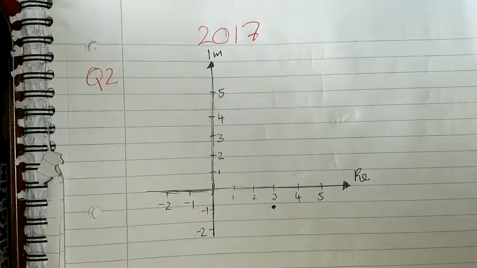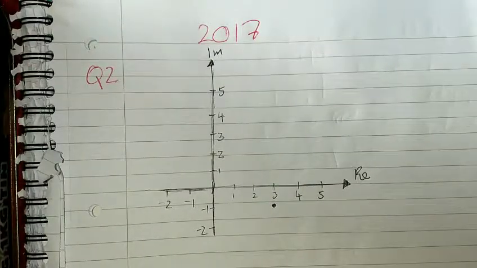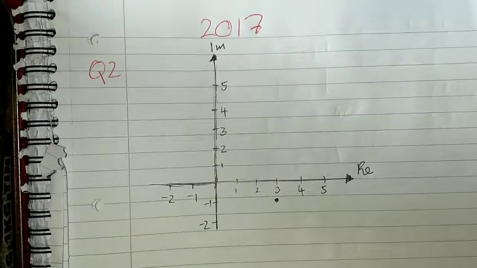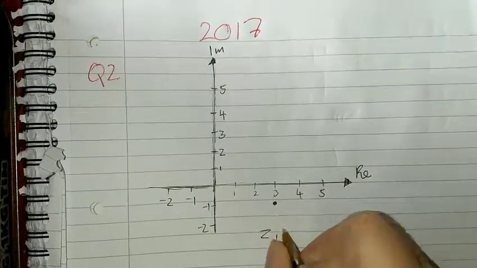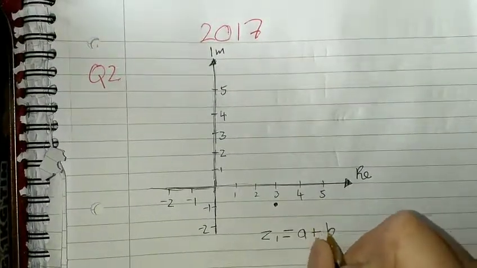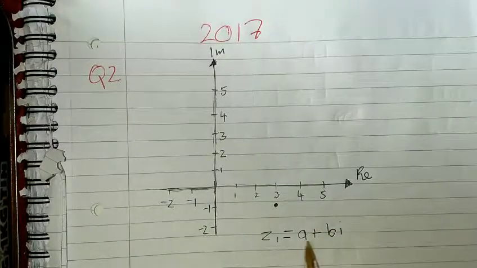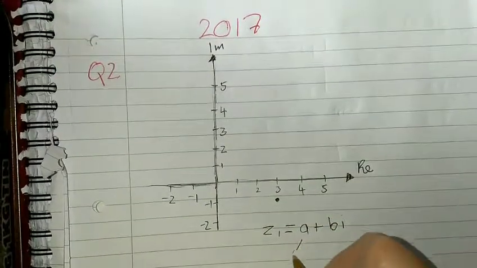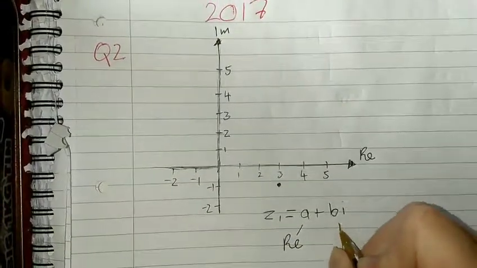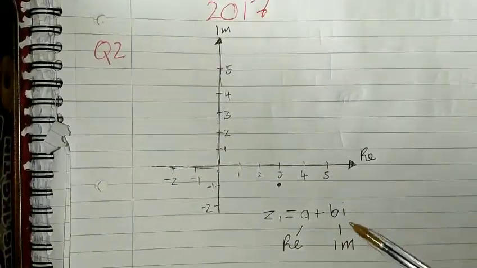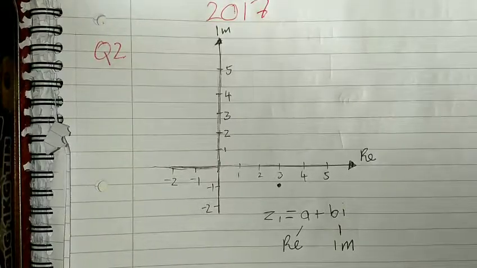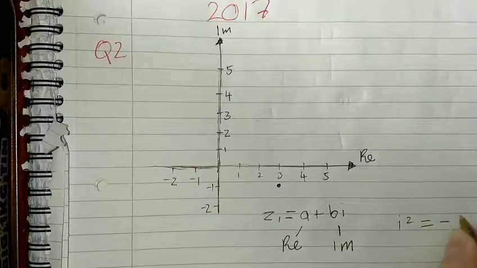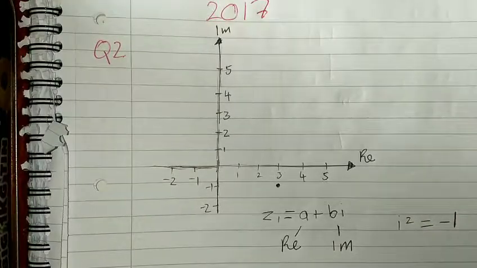So here we have the 2017 Leaving Cert Ordinary Level question on complex numbers. This is question 2, and it says the complex number z1 is equal to a plus bi. In a complex number we have two parts: the real part and the imaginary part. The imaginary part is the part that has the i attached to it. They say where i squared is equal to minus 1, so that's kind of the definition of i.